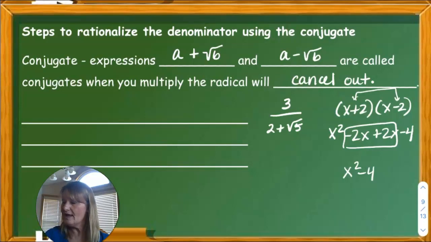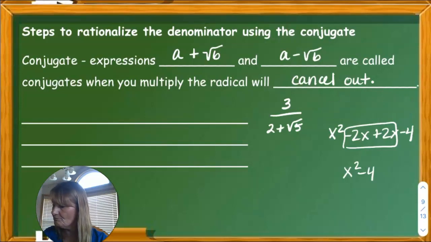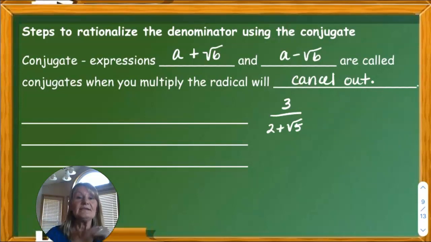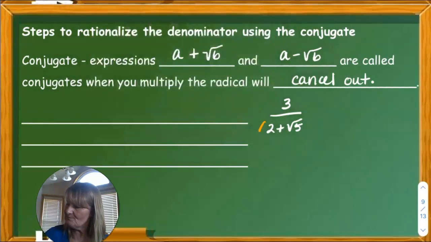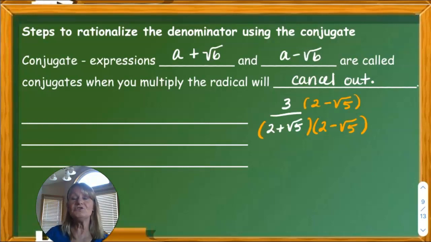So let's go ahead and get started with our conjugate. Just like the last one where we multiplied the numerator and denominator by the radical, we're going to do the same thing here, except this time we're multiplying by the conjugate, which in this case is 2 minus the square root of 5. And so we're going to do a foiling. I'm going to work down as we go through this.